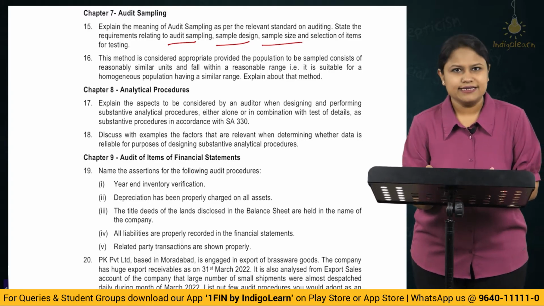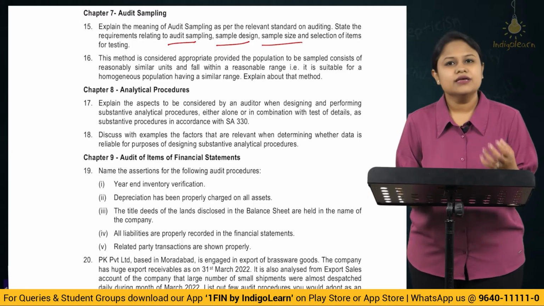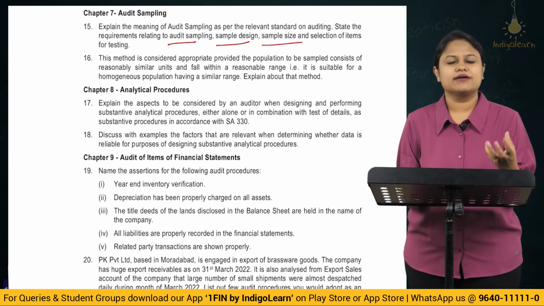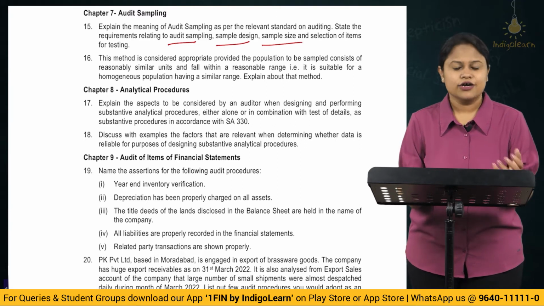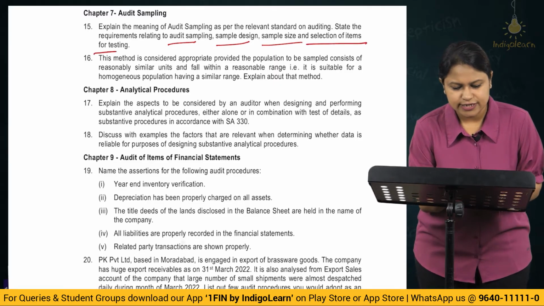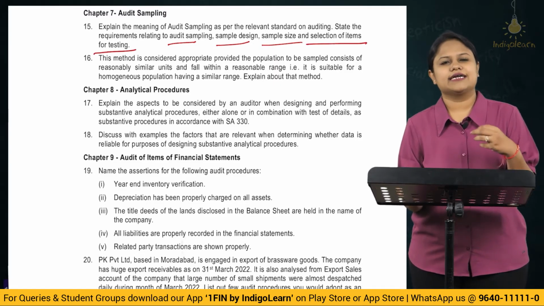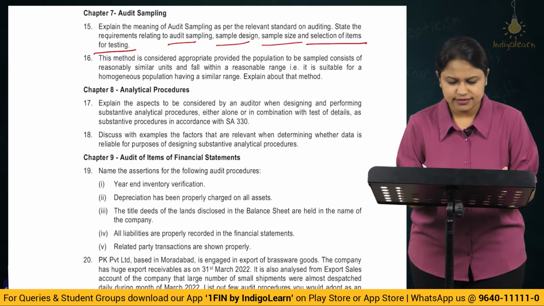Then sample design: whatever the objective is, based on that we are going to design the sample. Sample size will depend upon the risk. The higher the sample size, the lower would be the sampling risk, depending upon the objective. Selection of the items for testing: select in such a manner that every item gets an equal chance of getting selected. So that is what they are questioning.